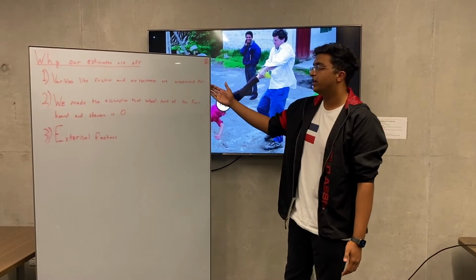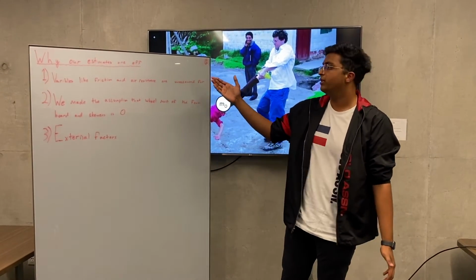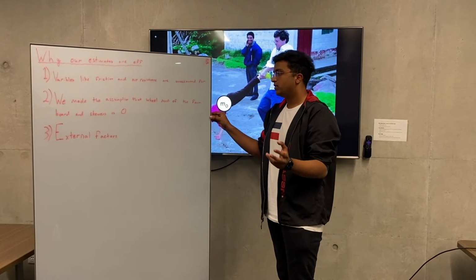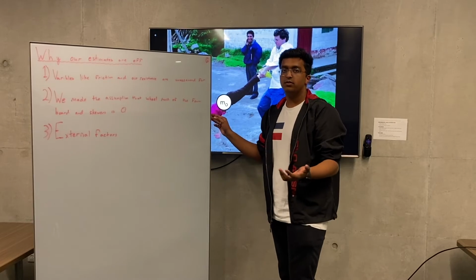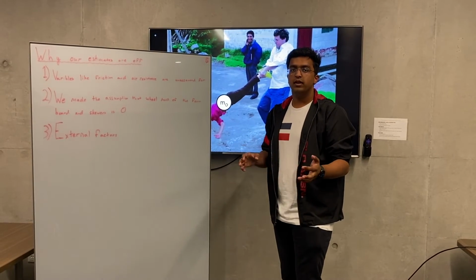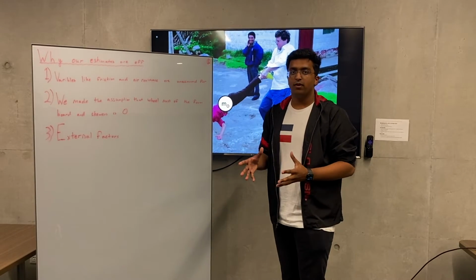So we believe that our estimates might be off for the following reasons. Variables such as friction and air resistance were unaccounted for in our equations. We made the assumption that the mass of the foam board itself and the skewers is 0. And there were external factors such as imperfections in the board and stuff like that that we didn't account for.